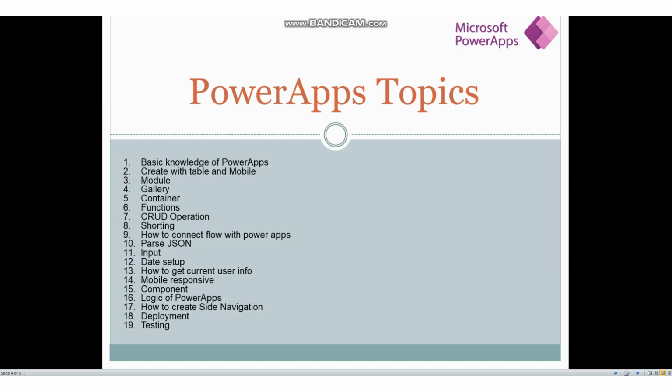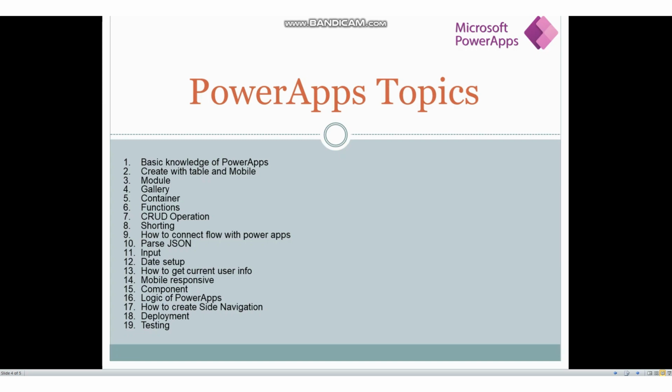Power Apps: creating tables, modules, gallery, container, functions. There are some CRUD operations, like create, update, delete. Sorting means if we have a table and we want to sort by today's date, last date, first date, or any name. And connecting the flow means the Power Automate automation process, passing JSON input, data setup. And how to get the current user info, like if a particular user is logged in, how we can get the logged in user data.